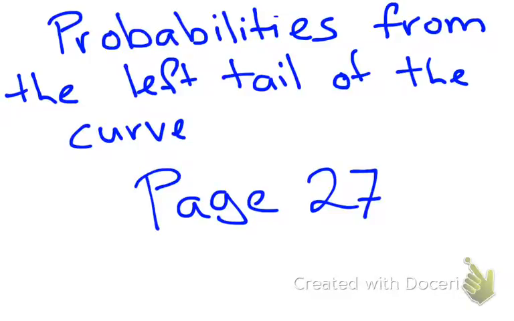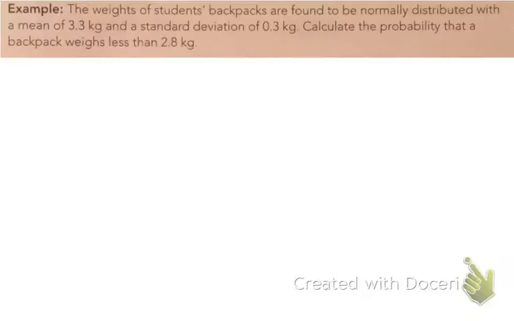We're on page 27, looking at our normal distributions, and we're looking at the probabilities from the left tail of the curve. So that's our area below the mean, and it's down the very bottom left-hand side of the curve. In our example with the backpacks, we have a mean of 3.3, standard deviation of 0.3, and we want to find the probability that a backpack weighs less than 2.8 kg.